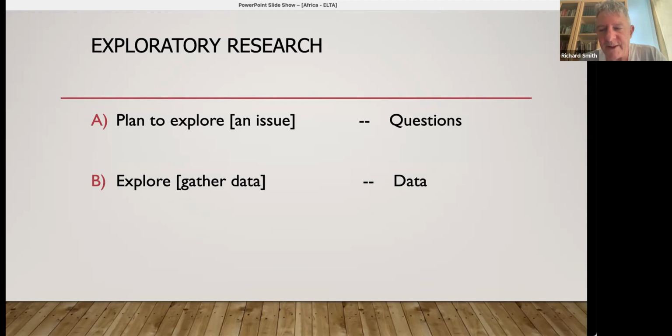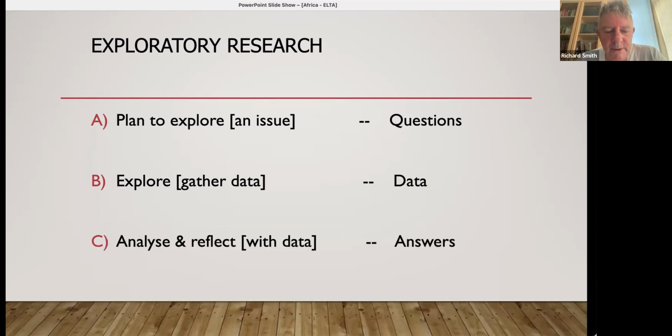I try to explain research in a very down to earth way. Some people might think it's too simplistic, but I think research is something that can be quite down to earth, quite practical. Data is a jargon word, but it's a useful word because it means evidence or information to answer questions, to answer research questions. And then you've got to analyze the data and reflect on it.